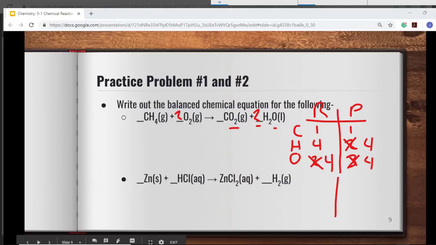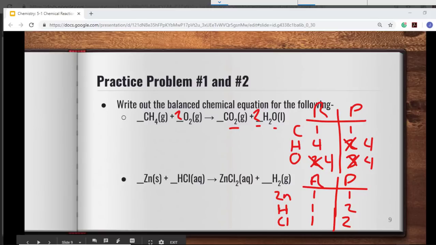Same concept. We'll make a nice little chart here. Reactants and products. I have zinc, I have hydrogen, and I have chlorine. On my reactant side, it looks like I have one of each. One zinc, one hydrogen, and one chlorine. On my product side, I have one zinc, I have 2 hydrogens, and I have 2 chlorines. So if I take a look at this and think about this, I need to adjust the hydrogens and chlorines on the left-hand side. Unfortunately, they're together.